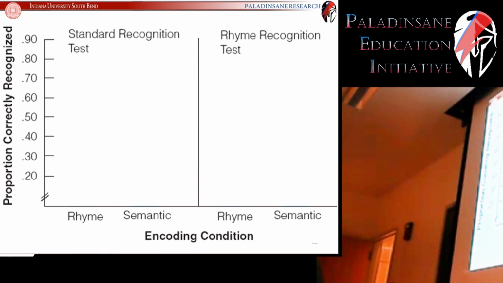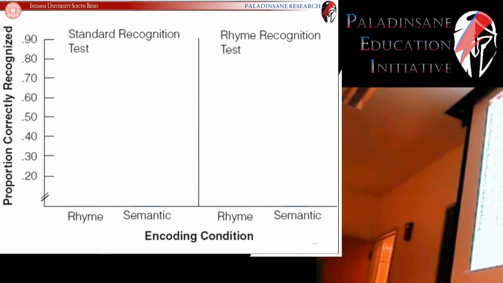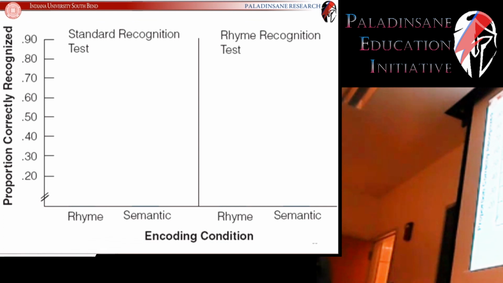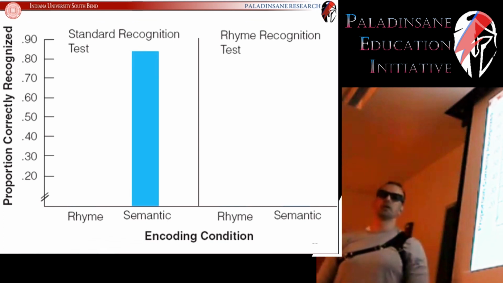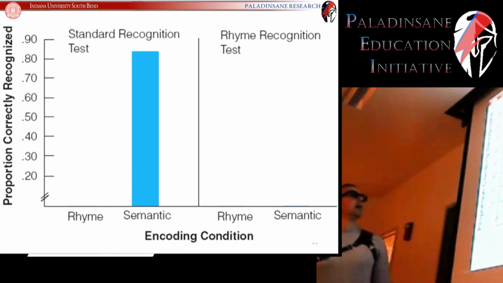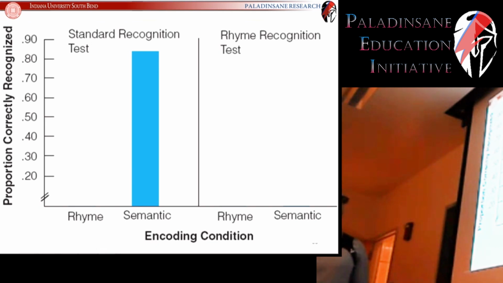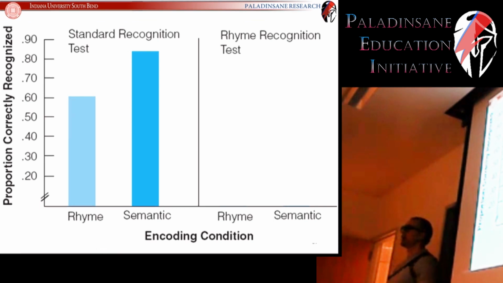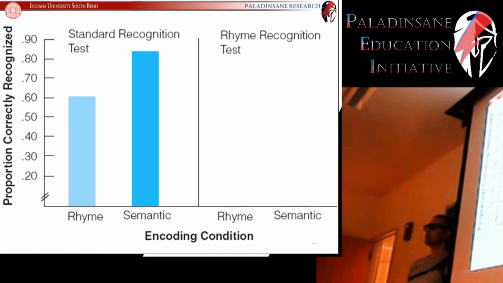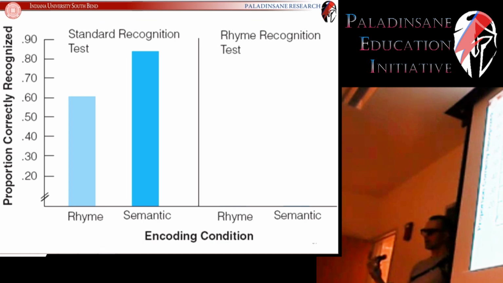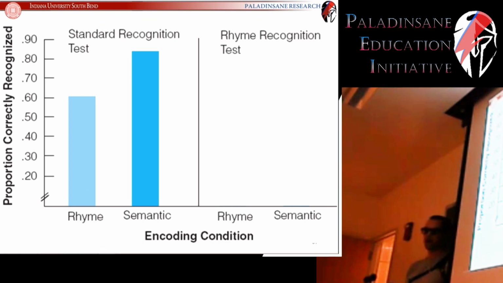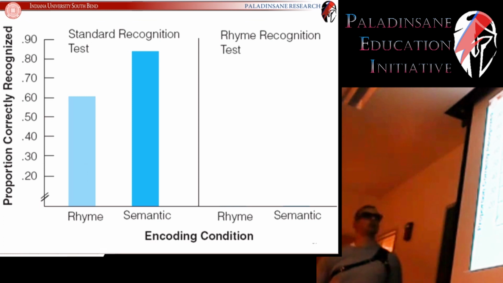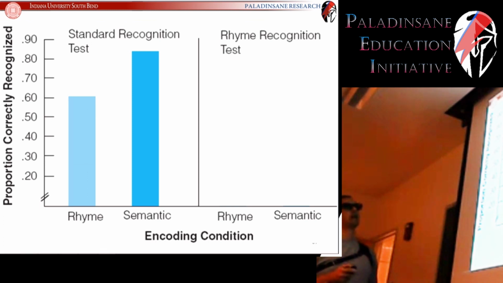How did they do? Well, for the standard recognition test, for people that learned it semantically, their performance was very, very high. For people in a standard recognition test that learned it via rhyme, their performance was much lower. Not surprisingly, when you're trying to study material, you're not sitting there going, complex experimental design rhymes with firmplex developmental recline. Oh yeah, that's going to help me. You kind of know this already, right? Rhyming is not going to be that good.